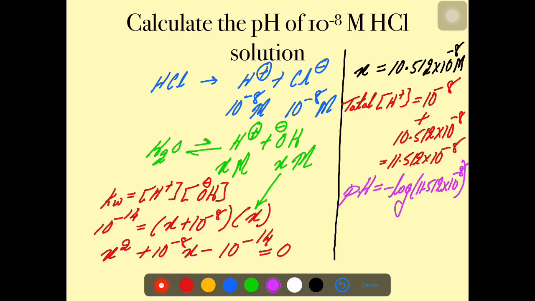So the pH will be negative log of 11.512 into 10 raised to minus 8, and that turns out to be 6.938, which can be rounded off to 6.94. So the pH of the solution is 6.94, quite similar to the answer we got previously. So although this is a more accurate method of solving this particular numerical, the answers are almost the same. However, this method involves the extra burden of solving a quadratic equation.